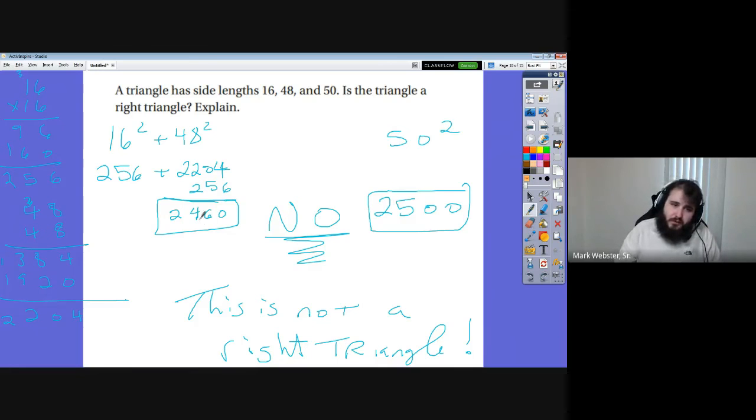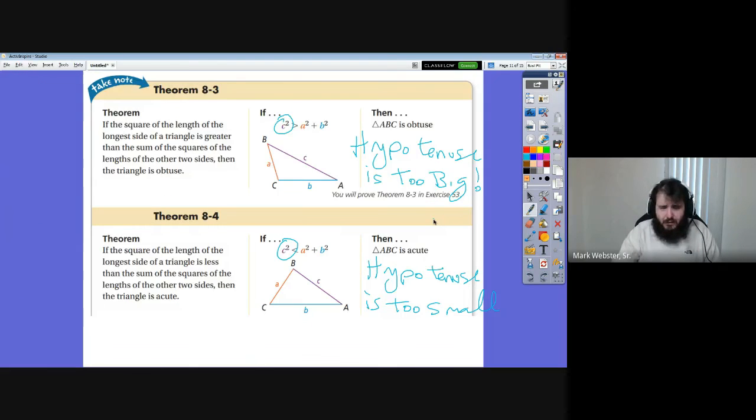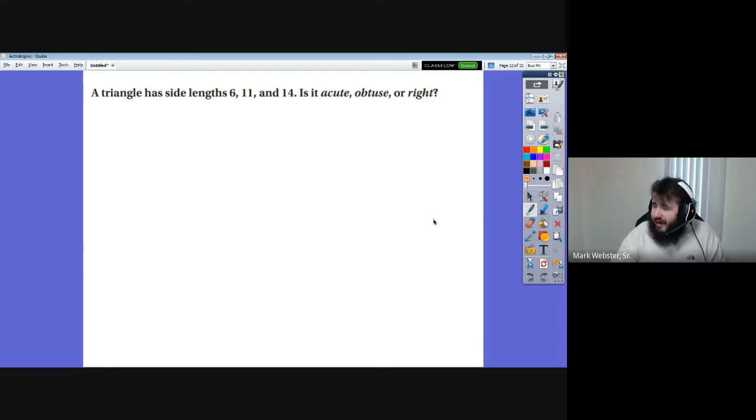So we're going to look at what the two legs add up to. Is the hypotenuse too big? Then it's obtuse. Is the hypotenuse too small? Then it's acute. All right. So we're going to do the exact same thing as we just did, but now when we compare, the answer isn't going to be yes or no, right? If it's a right triangle, then the hypotenuse is going to be just the right size. If the hypotenuse is too big, then it's obtuse. If the hypotenuse is too small, then it's acute.